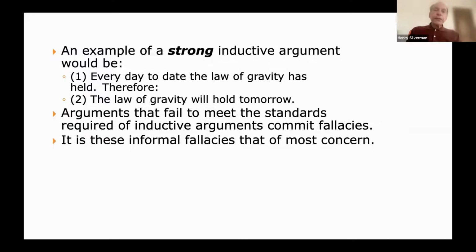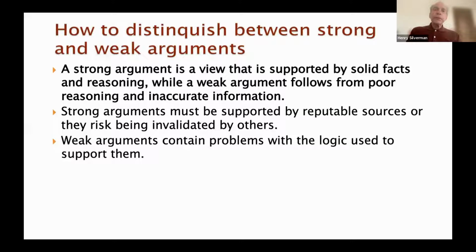Arguments that fail to meet the standards required of inductive arguments commit fallacies. It is these informal fallacies that are of most concern. Distinguishing between strong and weak arguments: a strong argument is a view that is supported by solid facts and reasoning, while a weak argument follows from poor reasoning and inaccurate information. Strong arguments must be supported by reputable sources, or they risk being invalidated by others. Weak arguments contain problems with the logic used to support them.